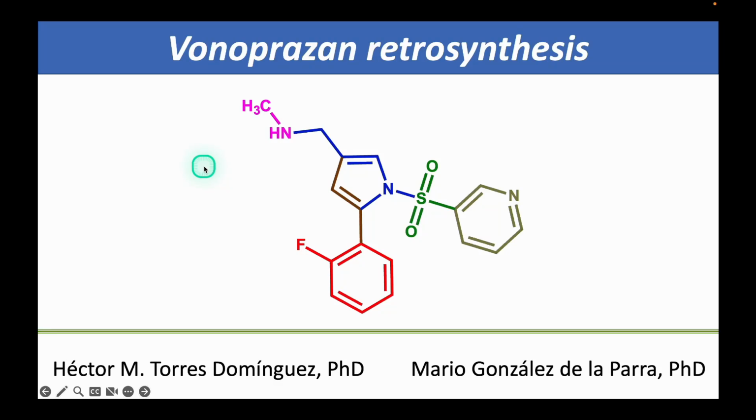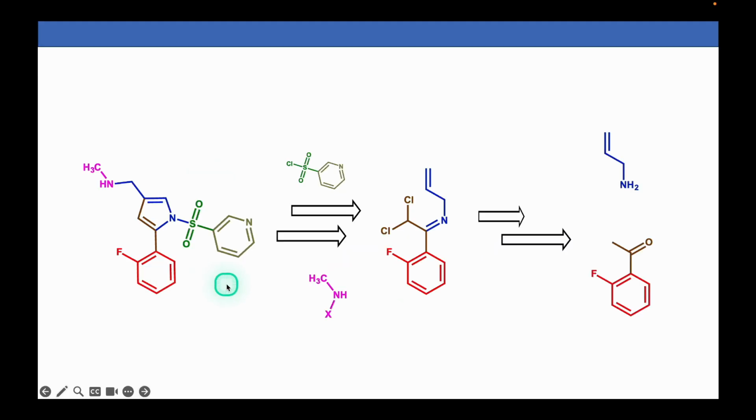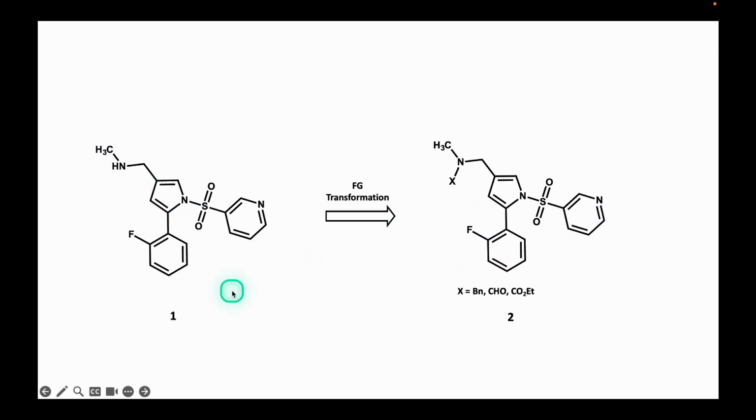Hello! In this video, we present the retrosynthesis of Vonoprazan, a drug belonging to the class of potassium-competitive acid blockers. The key step in the retrosynthesis is based on an atom transfer radical cyclization reaction used to prepare the ring of pyrrole from a dichlorinated allylimine, as we will see later on.